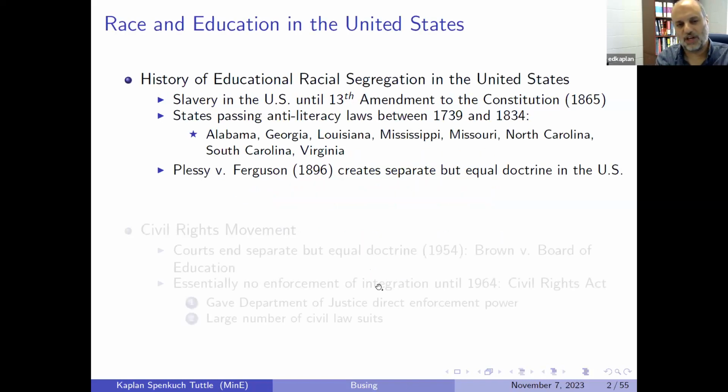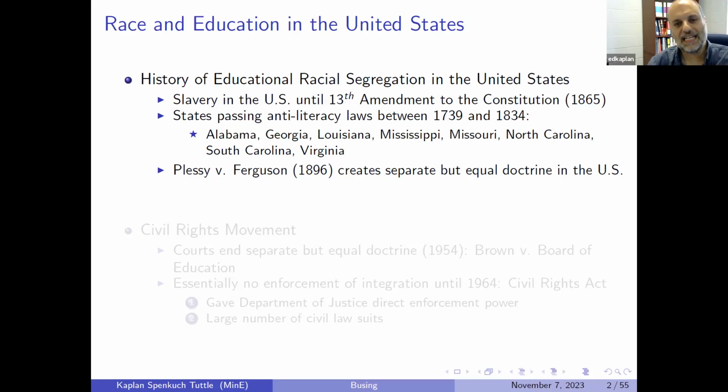So I just thought I would start with a brief overview of the history of race and education in the United States. The United States had slavery until the 13th Amendment to the Constitution was passed in 1865. Actually, a bunch of states, starting well before the United States existed, from 1739 through 1834, banned African Americans from getting any education. They were banned from actually learning to read specifically: Alabama, Georgia, Louisiana, Mississippi, Missouri, North Carolina, South Carolina, Virginia.